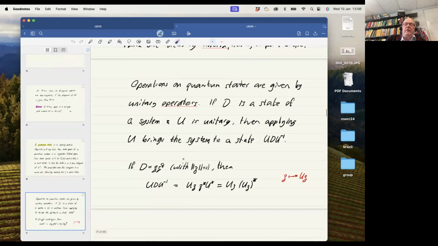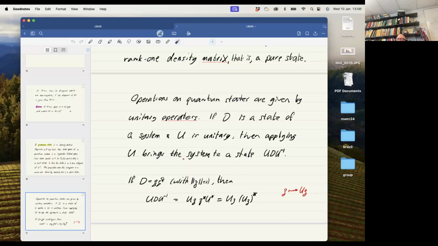Now, the important thing is, as in my diagram at the start, I had the set of states, and I said we could operate on them with unitary operators. So how does this work? The rule is quite simple. If you've got a state D and a unitary operator U, then the state you get when you apply U to D is U D U inverse. Now U is unitary, and so U D U inverse and D are unitarily similar, and so they have the same trace. So U D U inverse has trace 1, and they have the same eigenvalues. So U D U inverse is positive semi-definite. So it maps density matrices to density matrices.